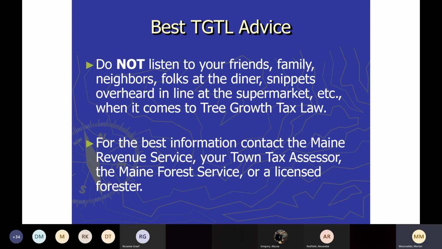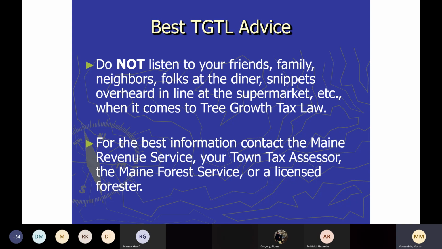So I've described some of the essential components. The best advice that I can give you is to go to the source for information. Tree growth is not that complicated, but at the same time, it's a program about which there are a lot of misconceptions, a lot of rumors or urban myths or rural myths or whatever you want to call them. Don't automatically trust something that you hear.